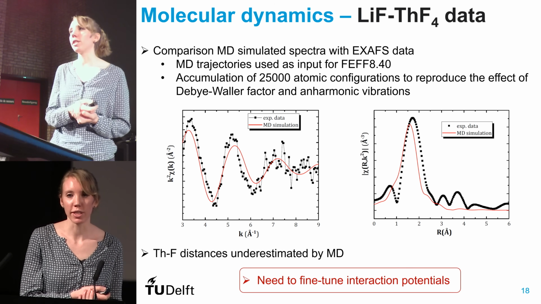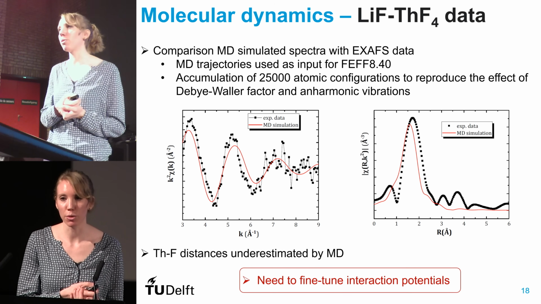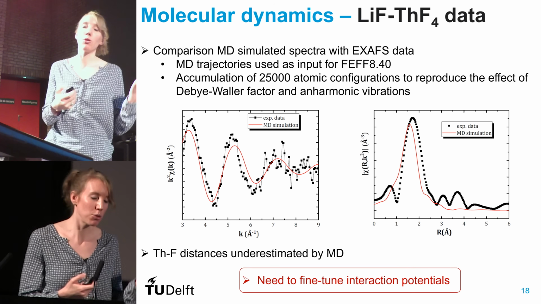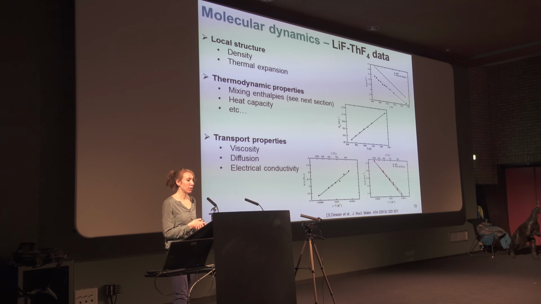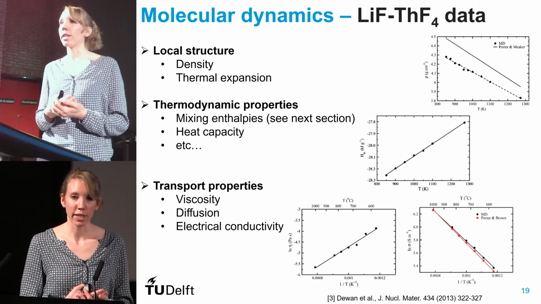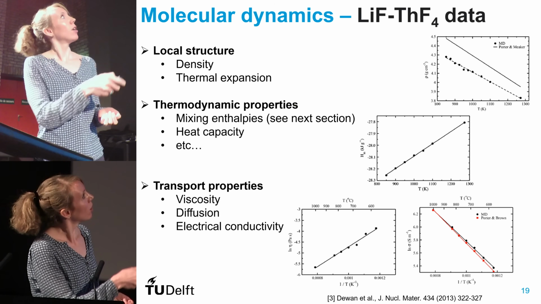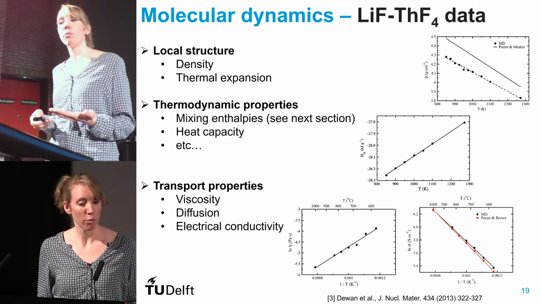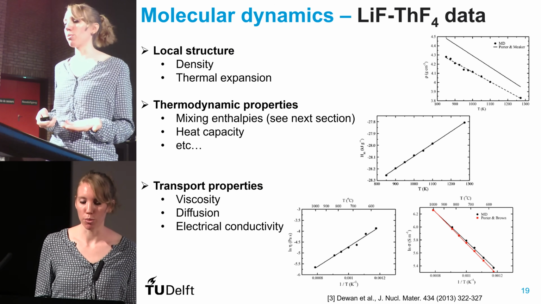So we see that we need to fine-tune the interaction potentials. And now I have a PhD student very busy trying to do that. But once we are confident about the interaction potentials of the MD, then it's great. It's a very powerful tool. We can calculate many properties at many compositions and temperatures which we cannot always measure experimentally. We can get information on the local structure, on the density, on the thermal expansion. We can calculate thermodynamic properties and transport properties.